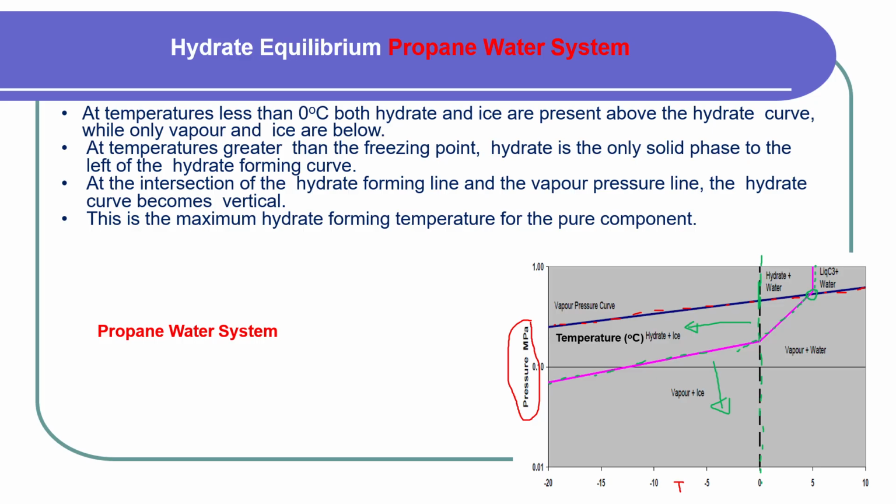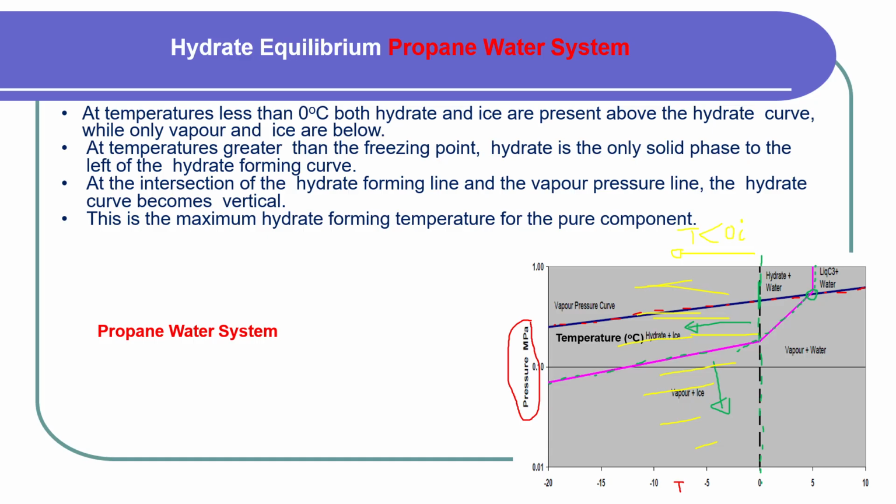So now I'm talking about this region, highlighted in yellow. We are talking about the point 0 degrees Celsius and above the hydrate curve. So we are talking about this region specifically. You have hydrate and ice in this region, and below the hydrate curve you will find vapor and ice, when we are operating at temperature T less than 0 Celsius. Okay.